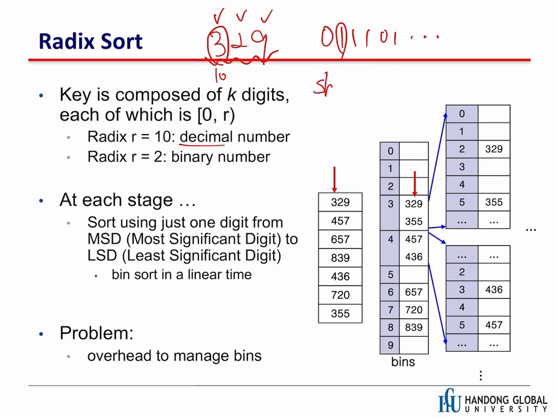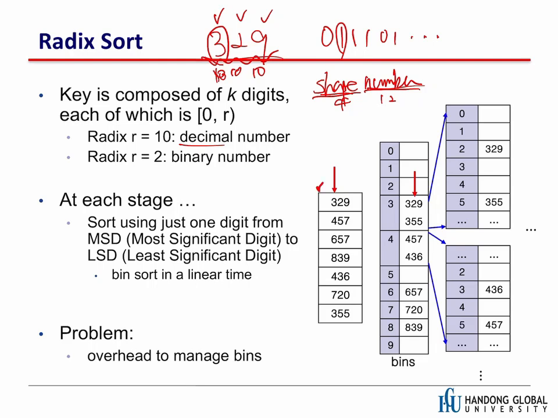So in a card we have shape and number, and we have 4 possible options for shape, and 12 possible options for the numbers. In the decimal number we have 10 options. Good. And radix sort uses a couple of stages. At each stage we can sort using just 1 digit, from MSD to LSD.